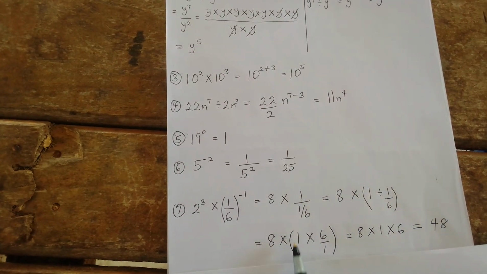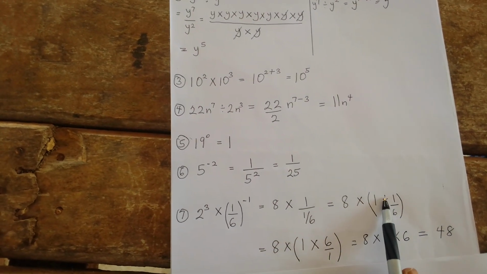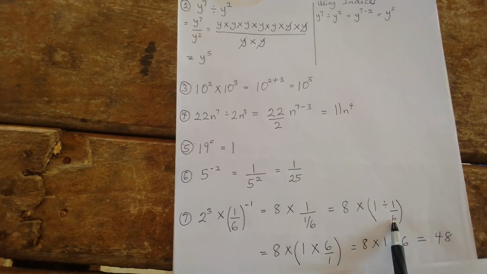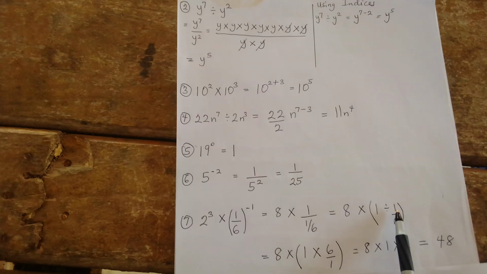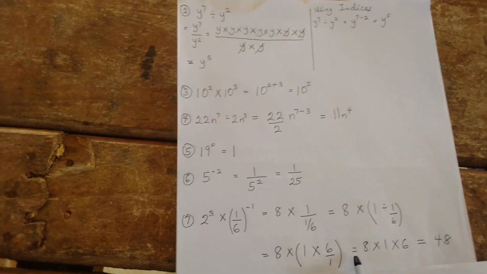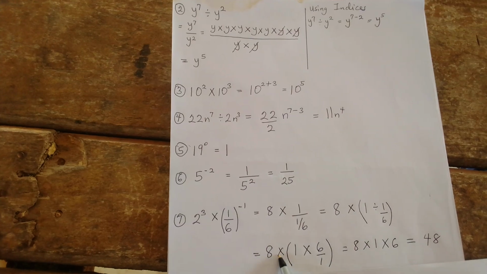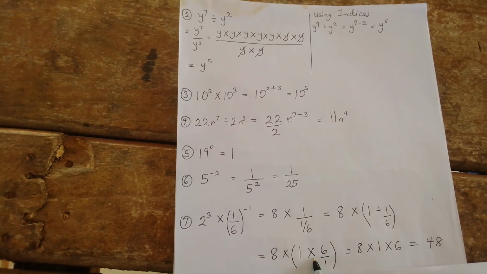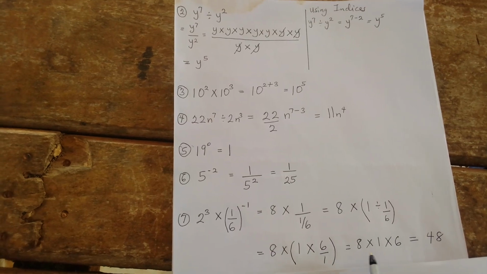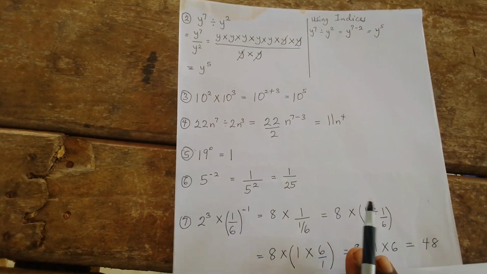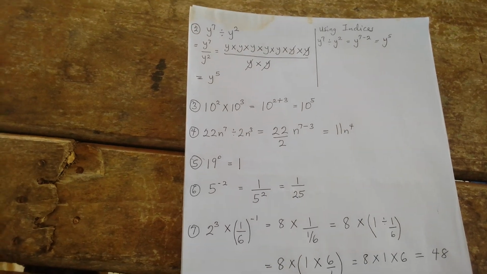Now the same thing as saying 8 times 1, and in this bracket you are having 1. When you change division to times, the fraction at the back will turn upside down. So that means you are having the same thing as this 1 over 6, same thing as 6 over 1. Now it should be equal to 8 times 1 times 6. So 8 times 1 is what? 8. 8 times 6 is what? 48.